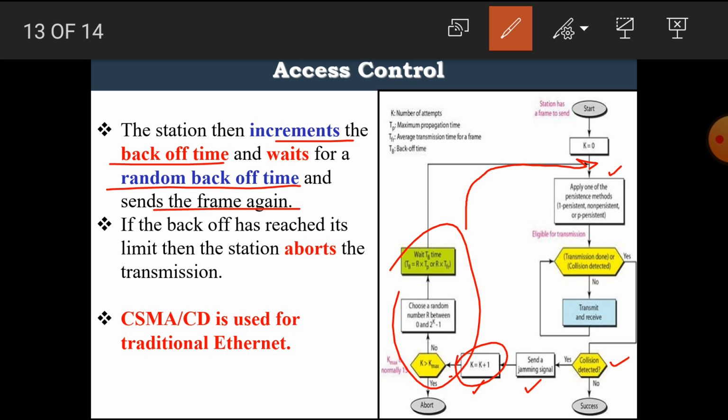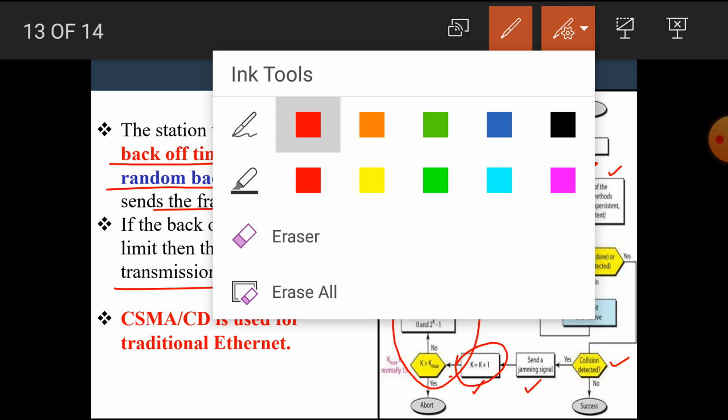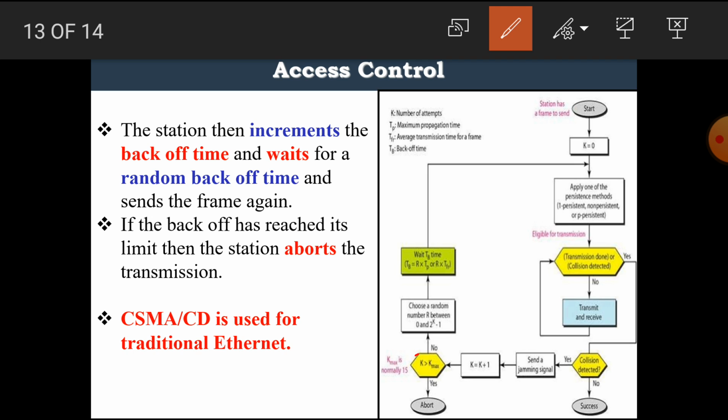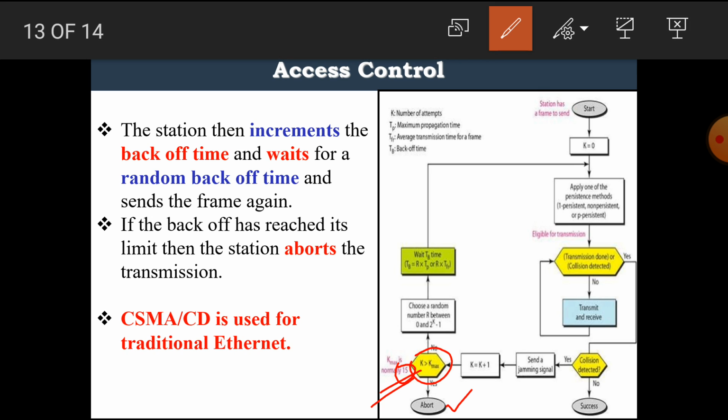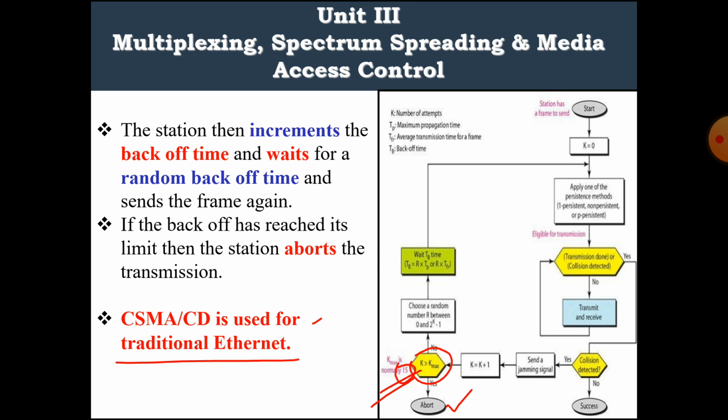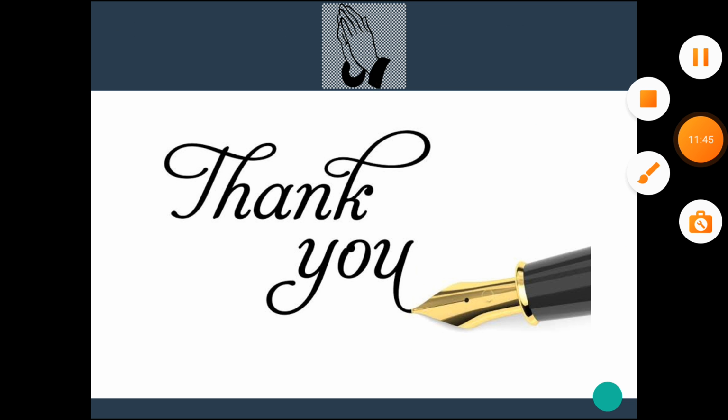If the backoff strategy has reached its limit, then the station aborts the transmission. That means if the number of attempts reaches the limit, which is 15 in this case, then it aborts the transmission. Okay, I hope you all understand the flowchart of this protocol. The application of CSMA/CD is that it is used for the traditional Ethernet. I hope you all understand the CSMA/CD protocol. Thank you.